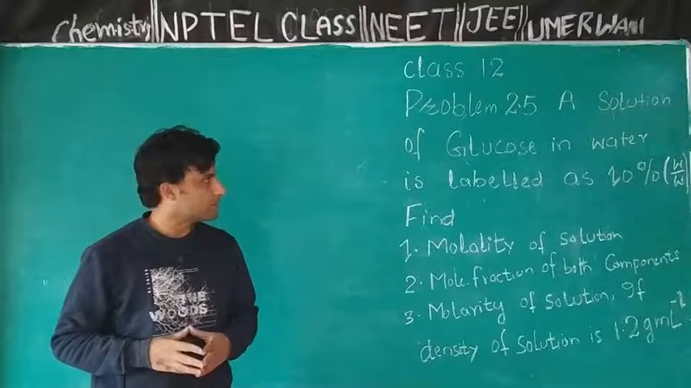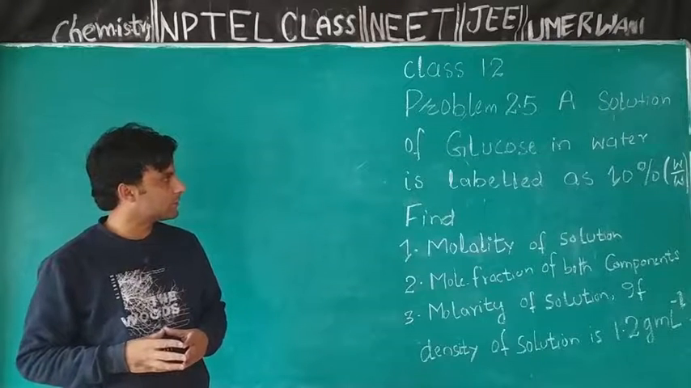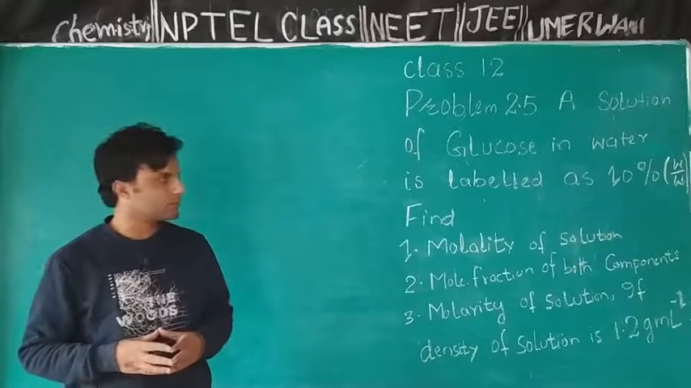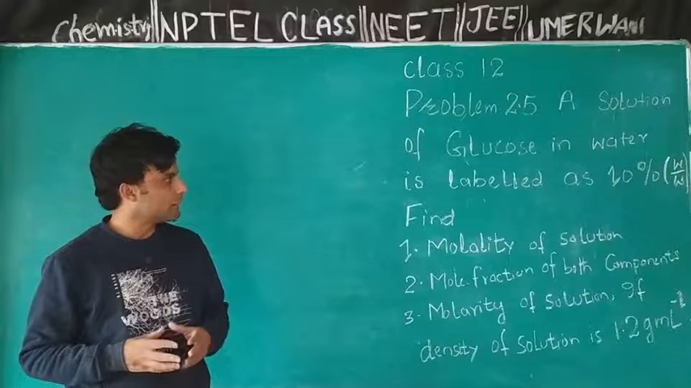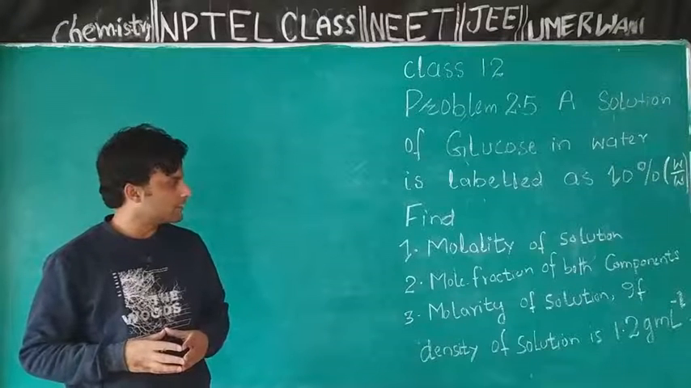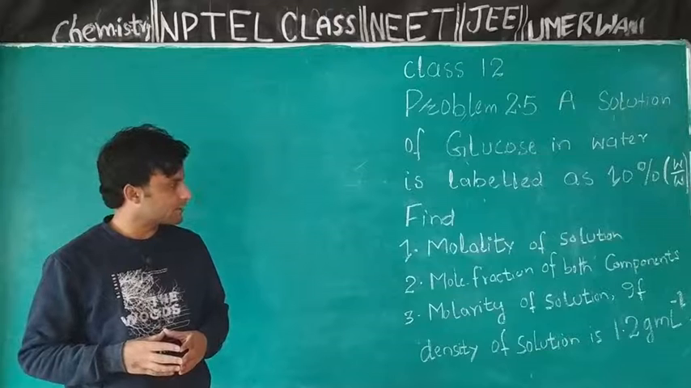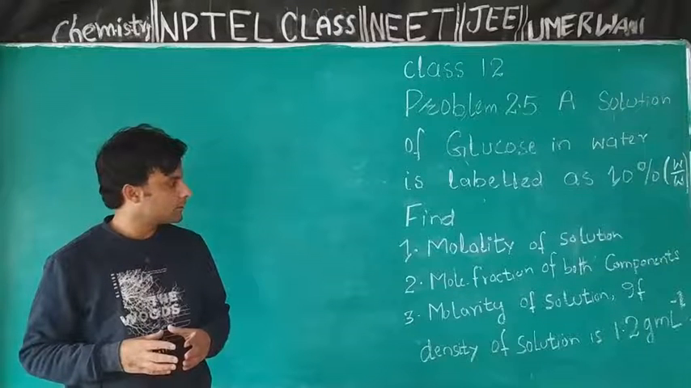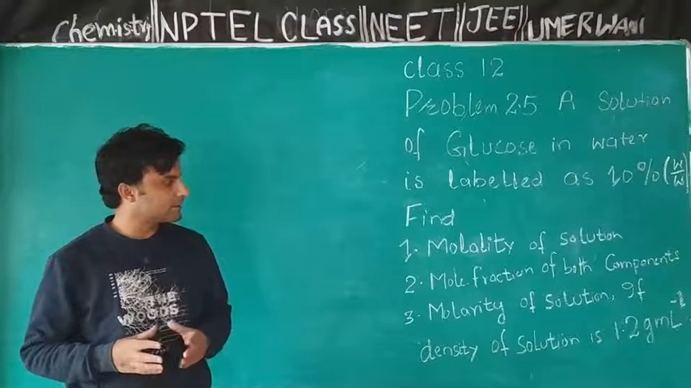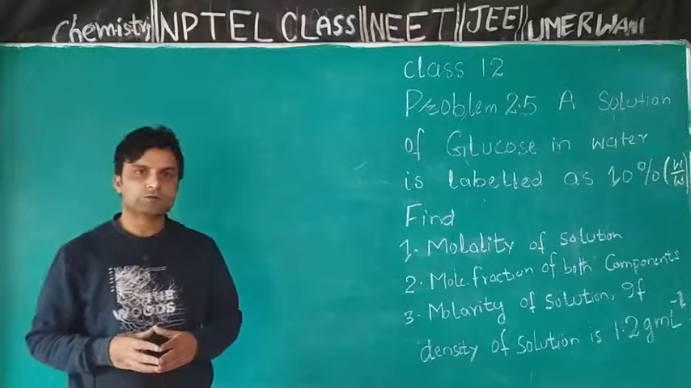So our problem is: a solution of glucose in water is labeled as 10% by mass. Find the molality of the solution, the mole fraction of both components, and the molarity of the solution if the density of the solution is 1.2 gram per ml.